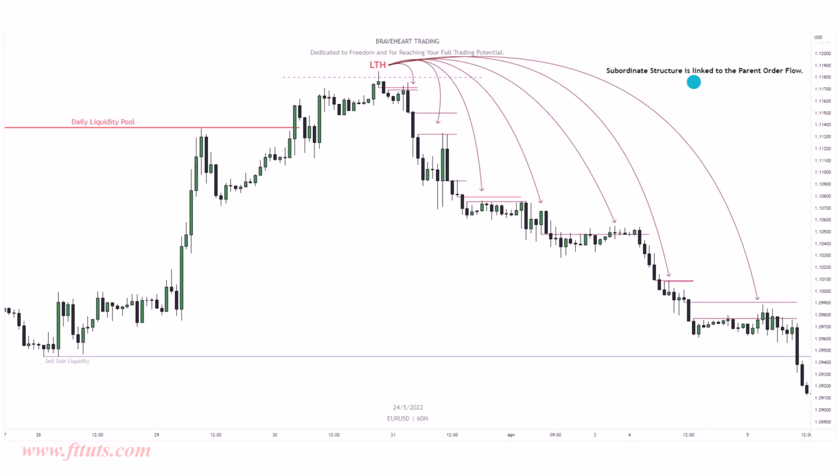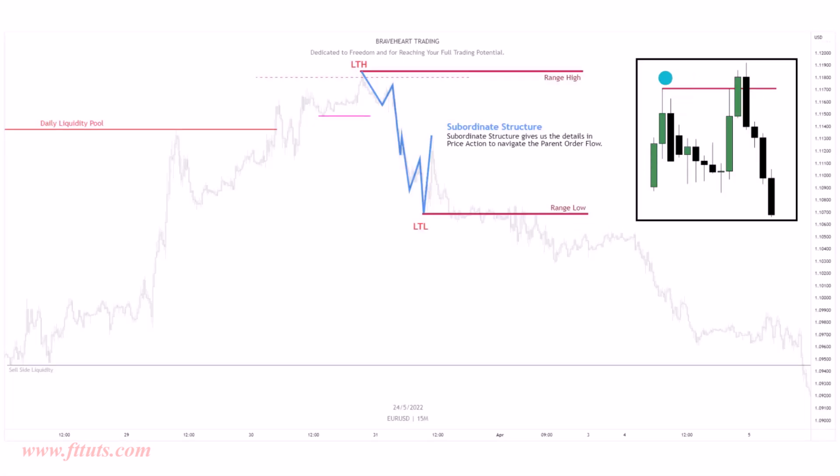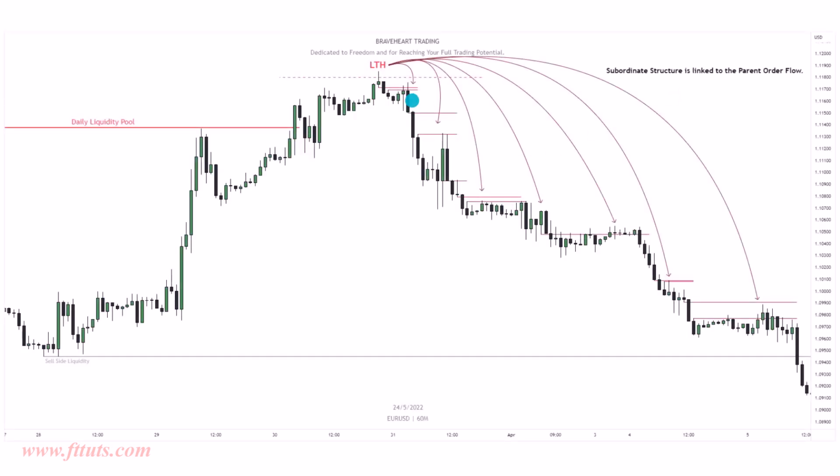Subordinate structure is linked to the parent order flow. So you can see here, after long-term highs in, all these little peaks and troughs, okay, they're all linked to that high here, okay? So you can see how we are taking action by trading on the subordinate structure.